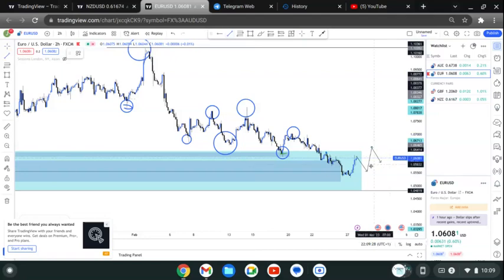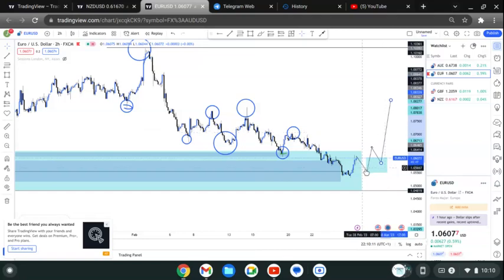And when that happens, I will now find my entries at the demand zones or the M block left. Again, M block is a term that my private students understand. I don't want to share it on the free public group, because I'm not even supposed to be doing free analysis, but I'm trying to help people out.